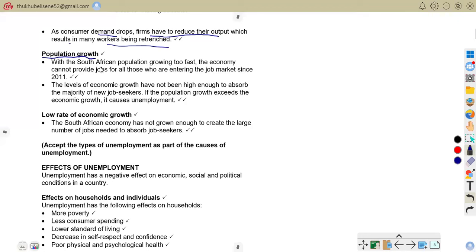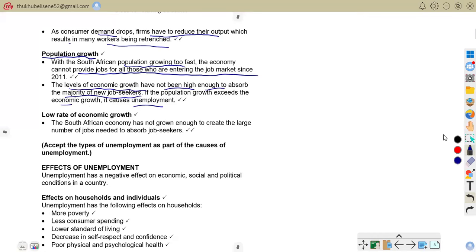As it is, with the South African population growing too fast, the economy cannot provide jobs for all who are entering the job market. Since 2011, the levels of economic growth have not been high enough to absorb the majority of new job seekers. If the population growth exceeds the economic growth, it causes what? Unemployment. That is in short like that.